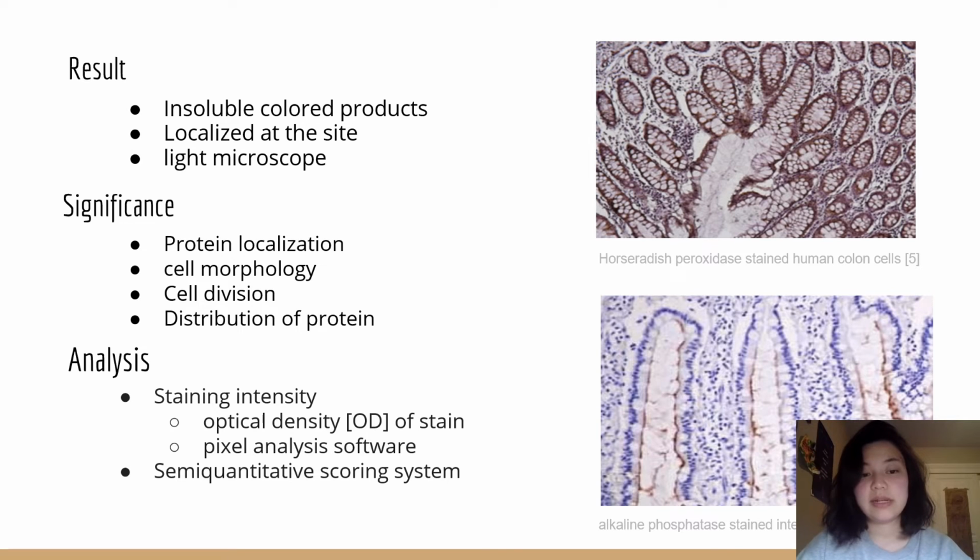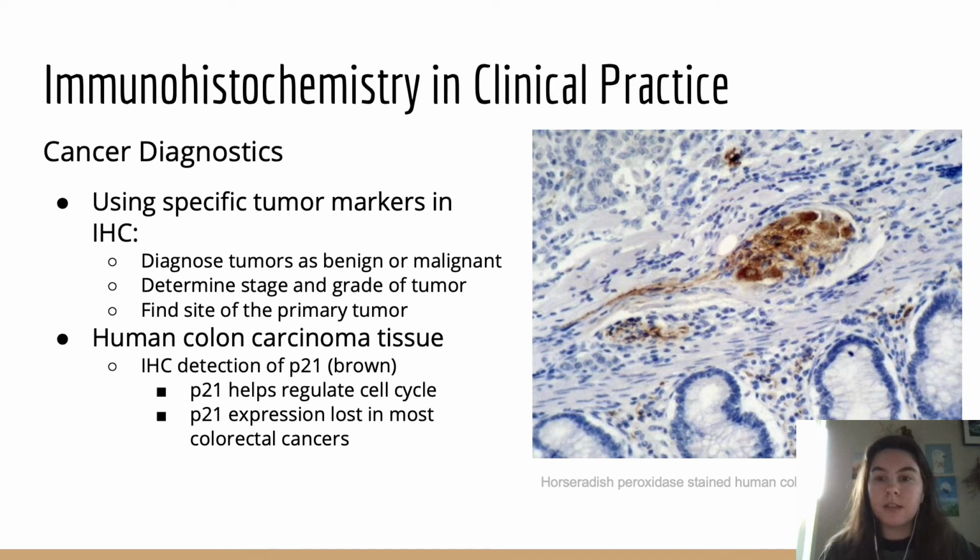The common way to analyze the data from immunohistochemistry is to measure the staining intensity, which can be measured by optical density and pixel analysis software. Moreover, semi-quantitative scoring system is also commonly used. On the right side are two pictures of stained human cells. The top one is stained by horseradish peroxidase. The bottom one is stained by alkaline phosphatase.